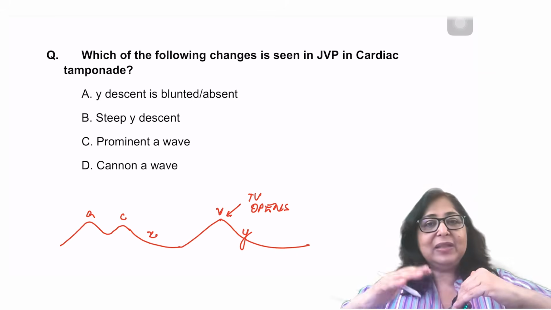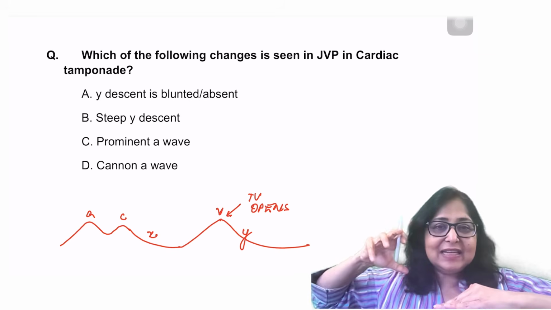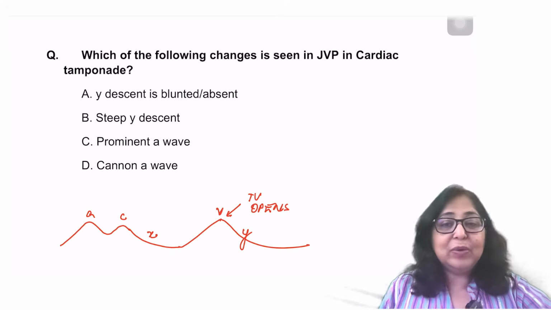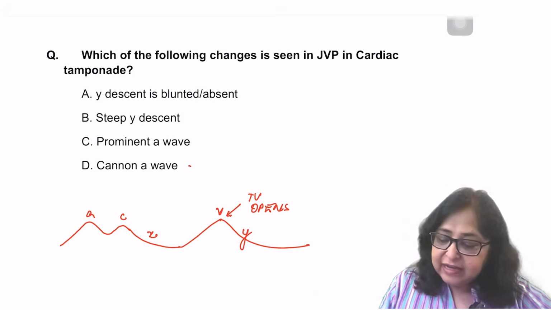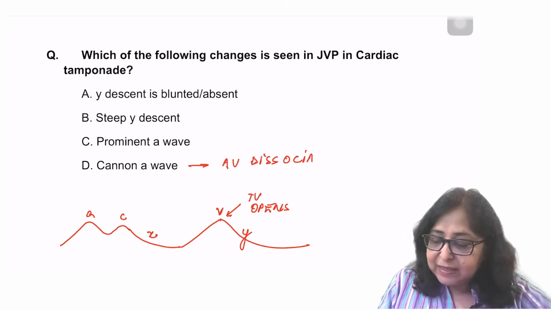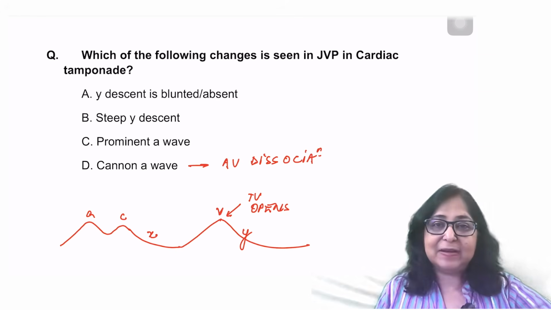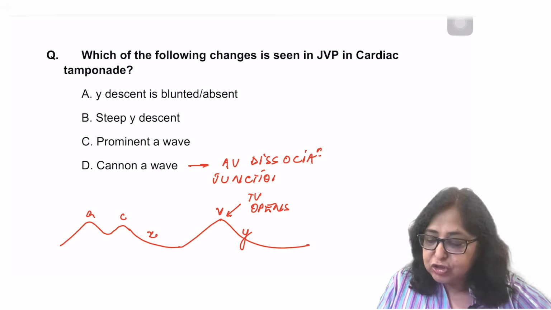But supposing when the atrium contracts and the tricuspid valve is closed, so the entire force of the right atrium is reflected in the JVP and you get a Cannon A wave. This occurs in atrioventricular dissociation. That means the right atrium is contracting against a closed tricuspid valve. This happens in what is known as a junctional rhythm.